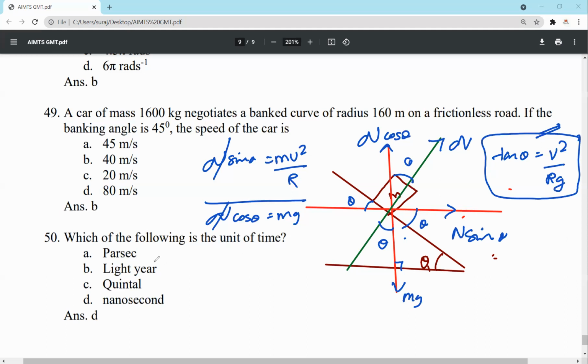Question number 50. Which of the following is a unit of time? Nanosecond. Light year is a unit of distance, right? Mental mass.